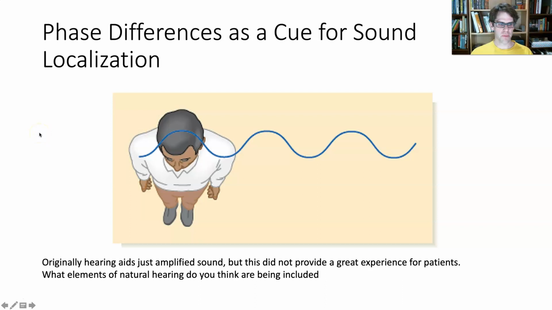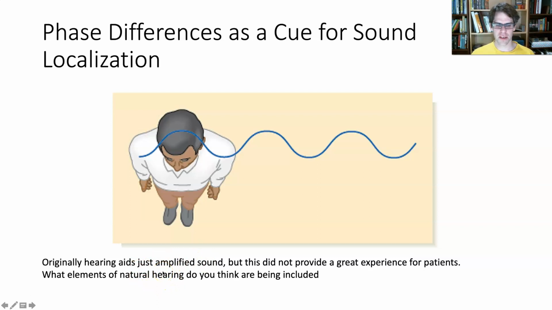Okay. So all of this should explain to you why hearing aids are imperfect. Originally, all hearing aids did was amplify sound. But this did not provide a great experience for patients. Sure, it was better. They could hear things they couldn't hear before, but it didn't work like hearing actually works for us. And we'll talk more about this in class.